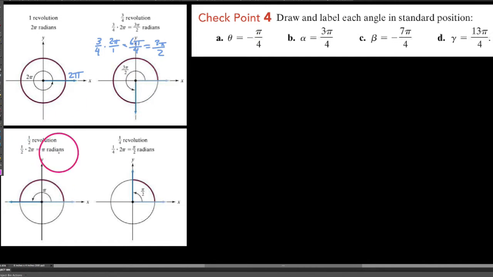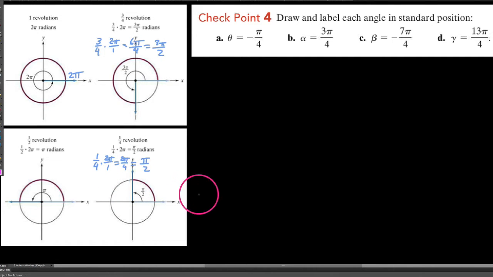A half of a revolution would be half of 2 pi, which is just pi. So we'd say pi is a 180-degree angle, or a straight angle. Then half of that would be pi halves, or 1/4 of 2 pi. Remembering that 1/4 of 2 pi is the same as multiplying 2 pi fourths, which is pi halves. What I want to indicate is that these four basic angles are increments of 90 degrees each: 90, 180, 270, and 360 in terms of degrees. But in terms of radians, these are increments of pi halves.